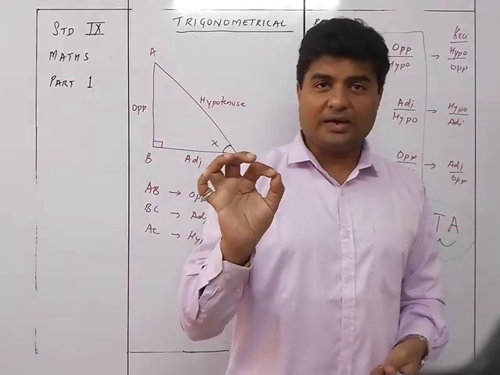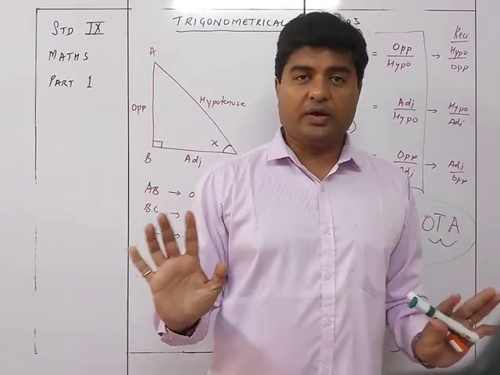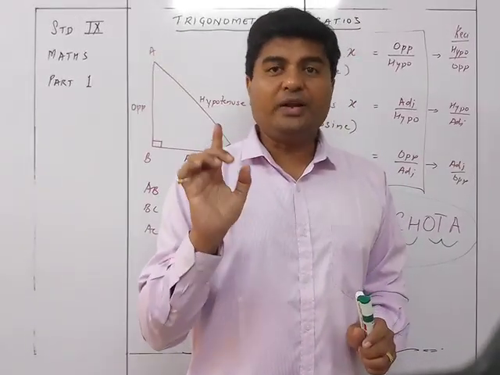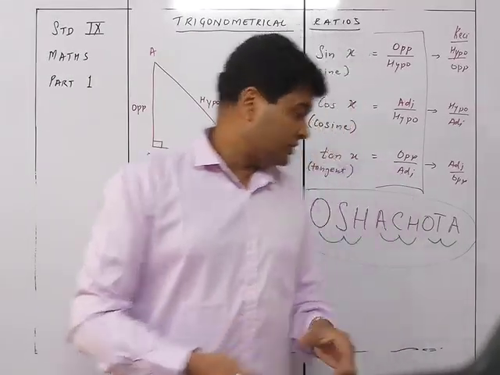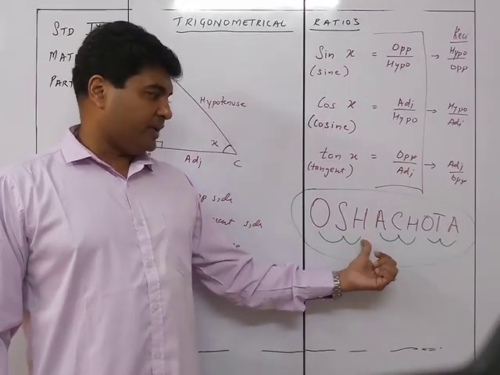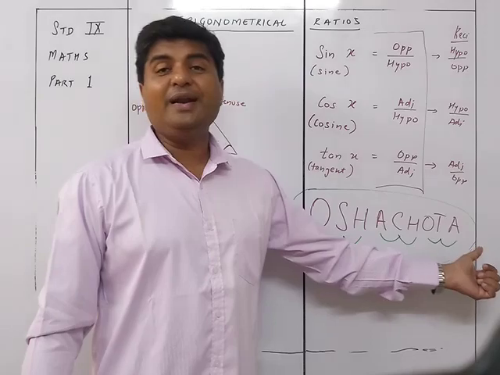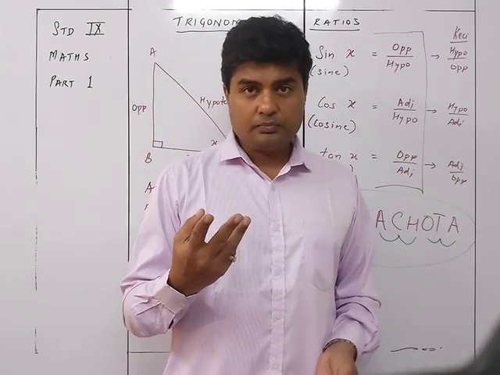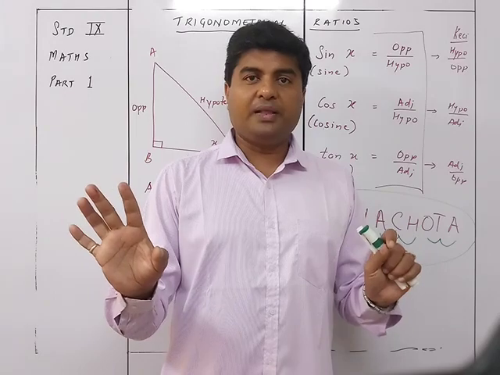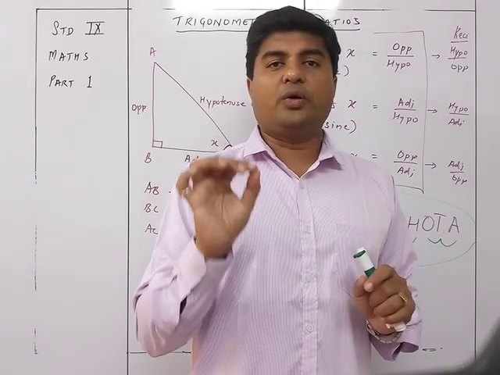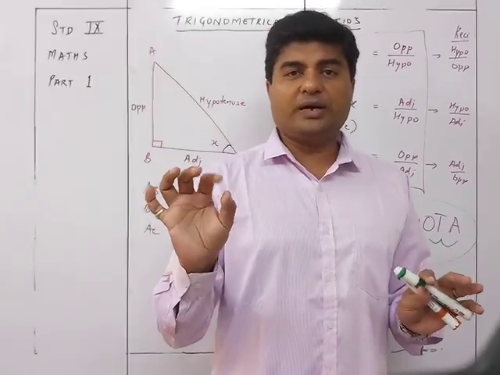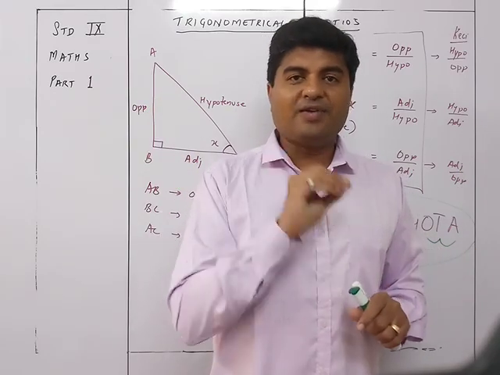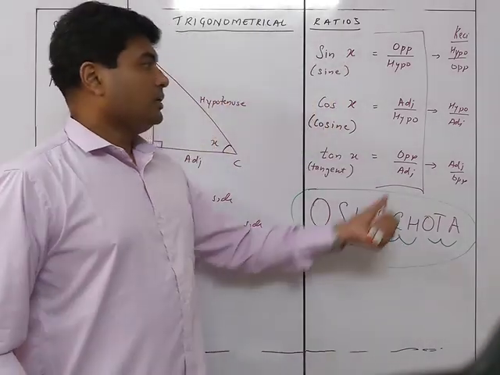If you remember Osha Chota, automatically tino ke tino ratios by heart ho gaye. O S H A C H O T A. Osha Chota means sine is opposite upon hypotenuse, cos is adjacent upon hypotenuse, and tan is opposite upon adjacent. So these are the three main ratios of trigonometry. Once you remember Osha Chota, your 50% of the work of trigonometry is done. Once you remember Osha Chota, automatically 50% sums tujhe apne aap aayenge. There is no issue at all because you are just going to replace the values there. So this is the first part.